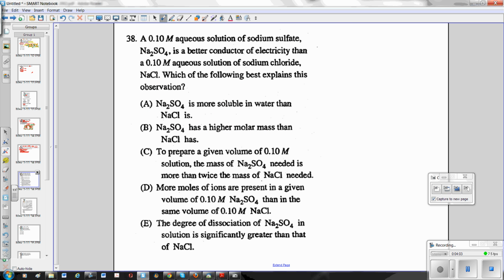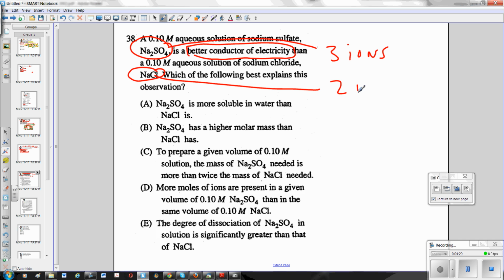This one, better conductor of electricity, means that you have more ions, a greater number of ions. Remember, in solutions, subscripts matter. Na2SO4 has 3 ions in there, or van 't Hoff factor of 3. NaCl has 2 ions. So really you're looking for a correct explanation. They're both soluble because they have sodium. Molar mass doesn't play a role, fake answer. So then it comes down to either D or E.